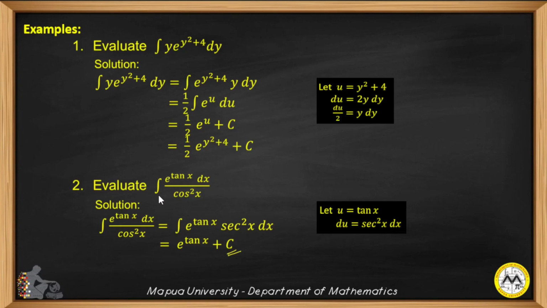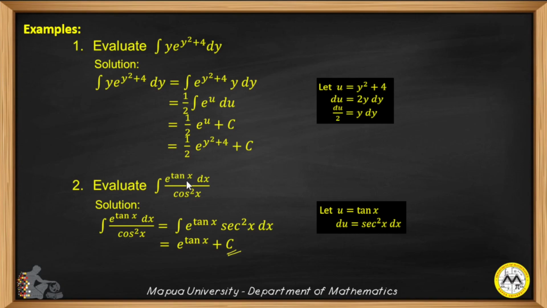So let's take another example. Again, we are asked to evaluate the integral of e to the tangent x dx over cosine squared x. For this problem, we will apply the integrals of exponential function, wherein the integral of e to the u du is e to the u plus the constant c. So for this type of integrand, we let u be the exponent of e, which is tangent x, and then taking the differentials of both sides, du is secant squared x dx.